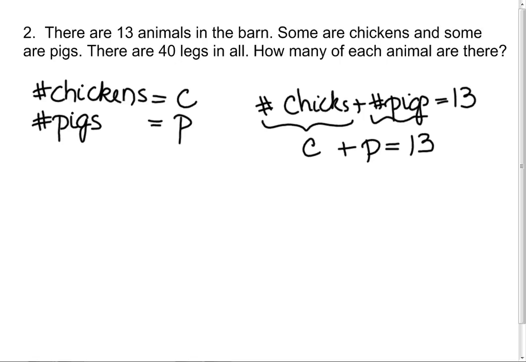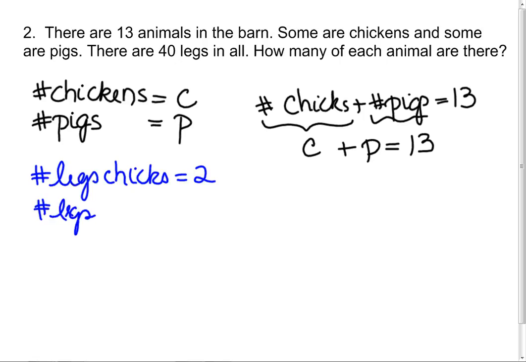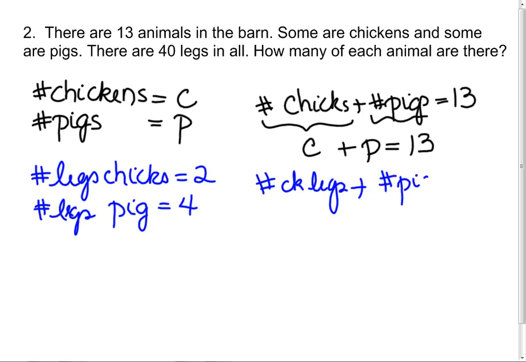And they have a whole bunch of legs here, too. So, how many legs does a chicken have? Equals 2. And how many legs does a pig have? 4. Some animals don't have 4. Some animals only have 3 because they got in an accident or they were born that way, whatever. So how many legs do you have? So the number of chicken legs plus the number of pig legs equals 40.